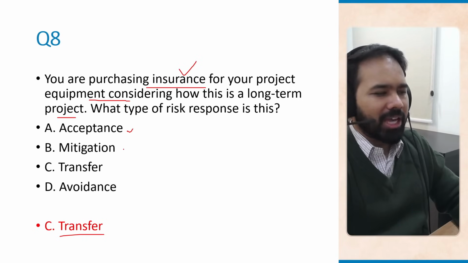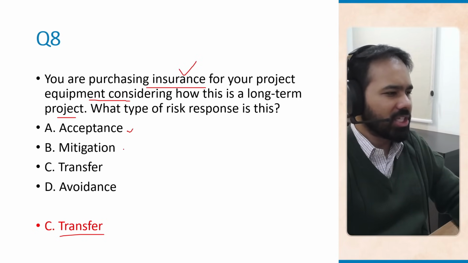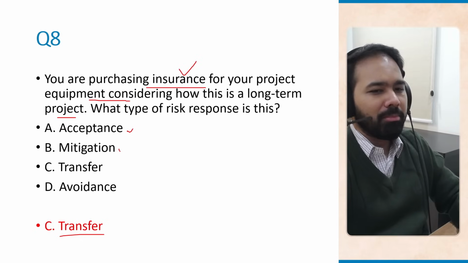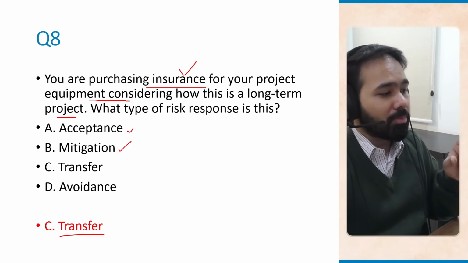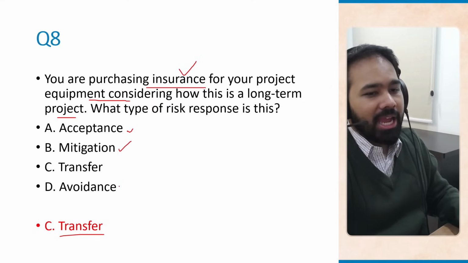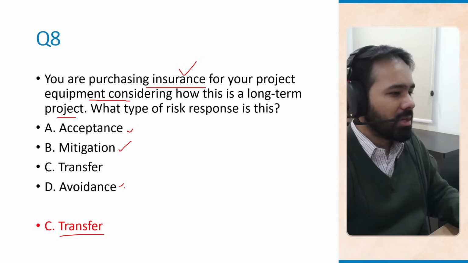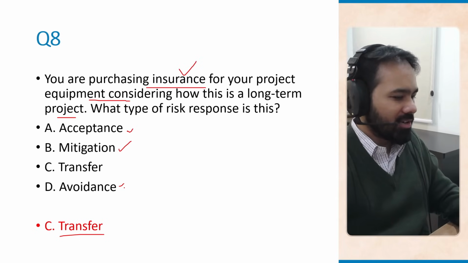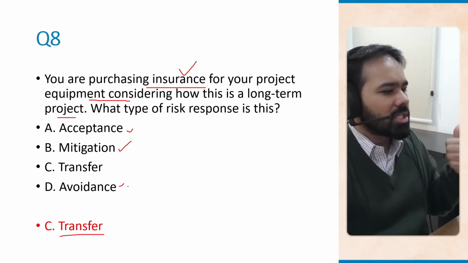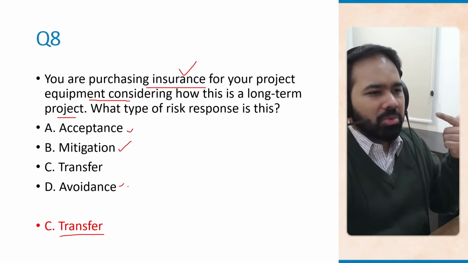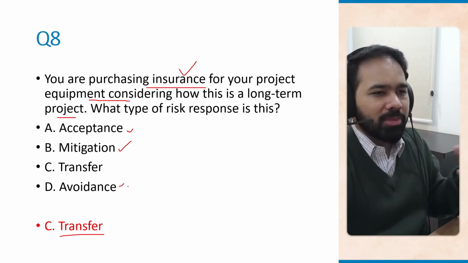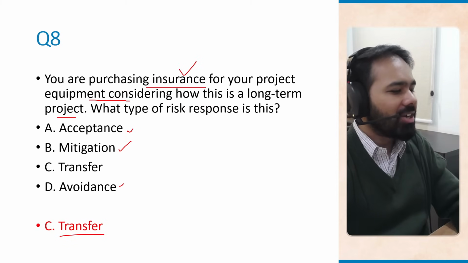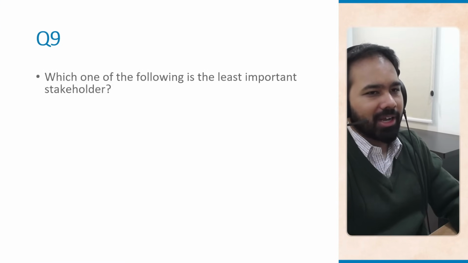Acceptance is basically acknowledging that a risk exists and you don't take any action for it. Mitigation is when you try to reduce the probability of that risk materializing, or you try to reduce the impact of that risk if it materializes. And then you have avoidance, which is you eliminate the risk entirely by changing the plan, changing your course itself. So every time you see insurance, warranties, or even contracts where you involve some third party, what you are doing is transferring the risk. So transfer is the correct answer.